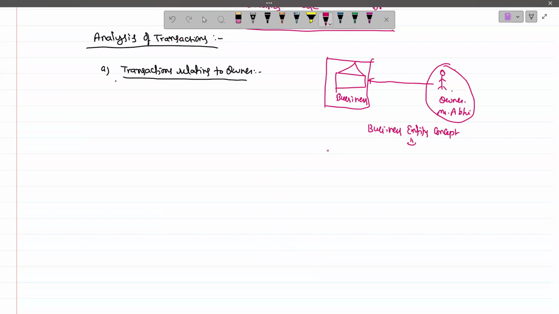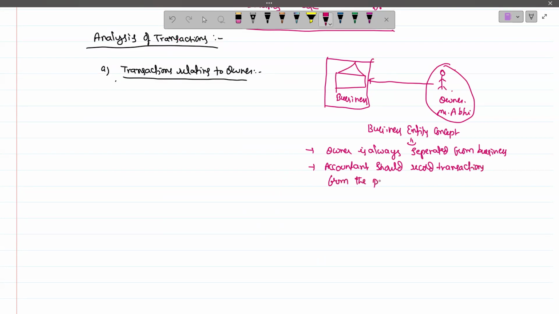What does the business entity concept say? The owner is always separated from the business, and the accountant should record the transactions from the point of view of the business only.